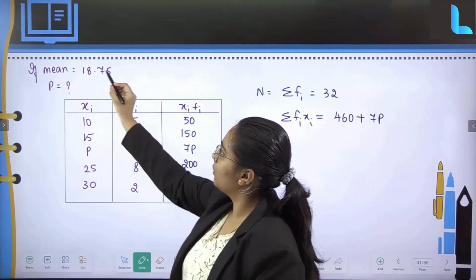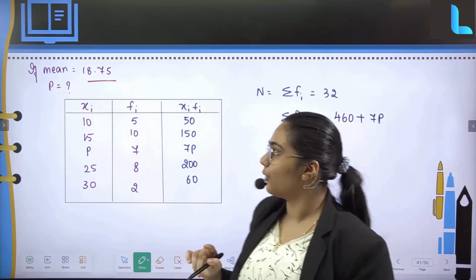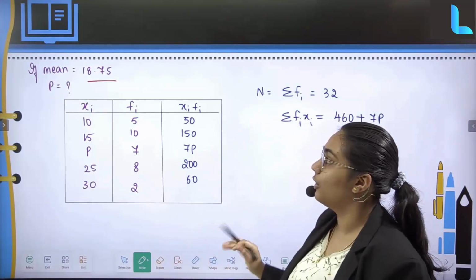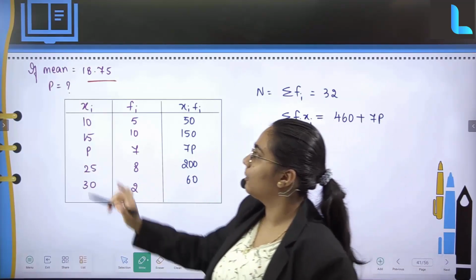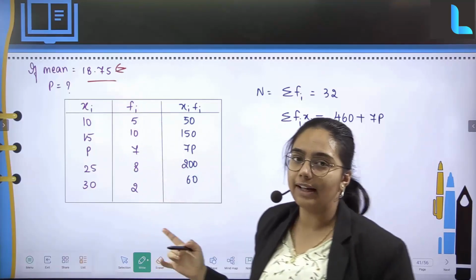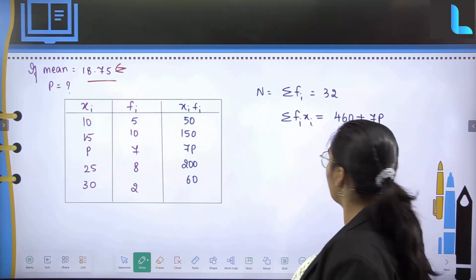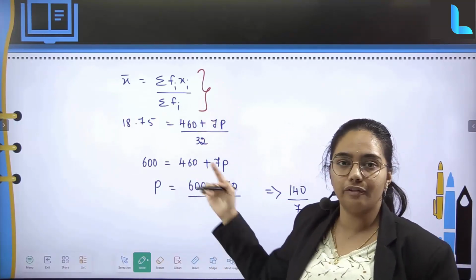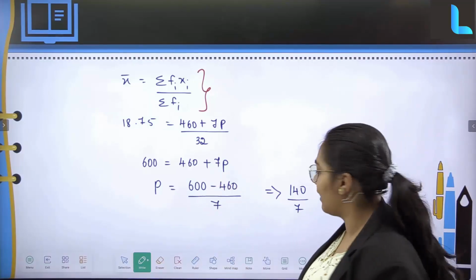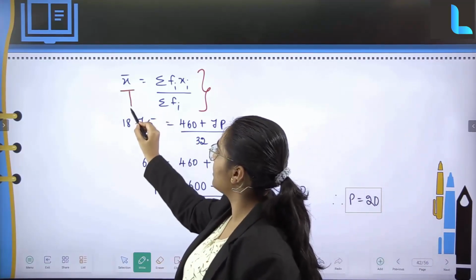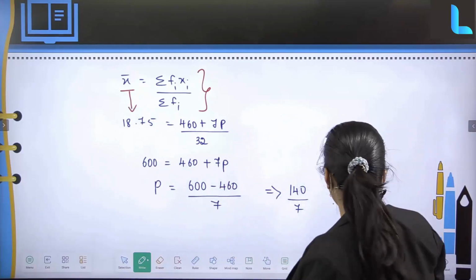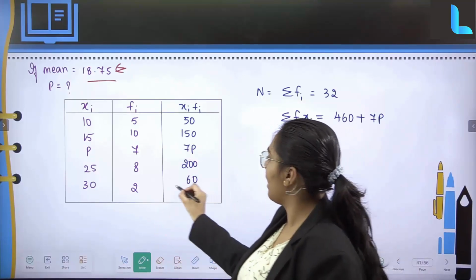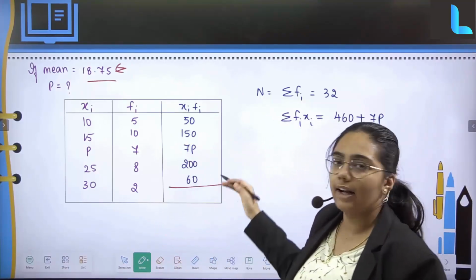Next, the mean is given and you have to find the value of p. The given data is xi and fi. From this you have to find p. The only information you have is the value of the mean. First I will write out my mean formula. The formula for the mean is equal to the summation of fi into xi divided by the summation of f. I already have this information, which I will write in first. Then to find the summation of the numerator, I have to add everything, that is, add all these values.